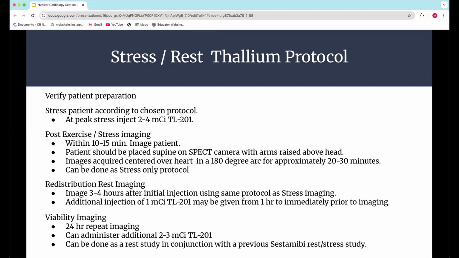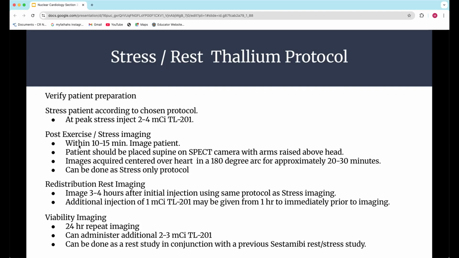All right, so the protocol here is we're going to start. Obviously, we always verify patient prep. I listed that on here because that's just super important with stress testing. This one's interesting because we're actually going to start by doing the stress test. We start out with the stress test on a regular stress rest thallium protocol. So again, we won't go over the stressing again, but at peak stress, we're going to give 2 to 4 millicuries of thallium. And then post-exercise, remember with thallium, we have 10 or 15 minutes before it's going to redistribute back into the vasculature, okay?